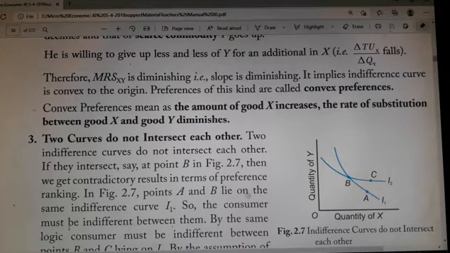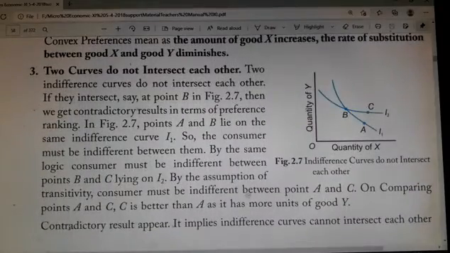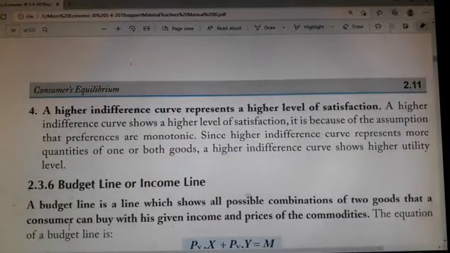Two indifference curves will never intersect, because two indifference curves will give us two different satisfactions. So you can write down this explanation in your notebook. And the next is, higher indifference curve represents higher level of satisfaction. This we have already spoken about, right? Remember the indifference map. Higher the indifference curve, higher the satisfaction.